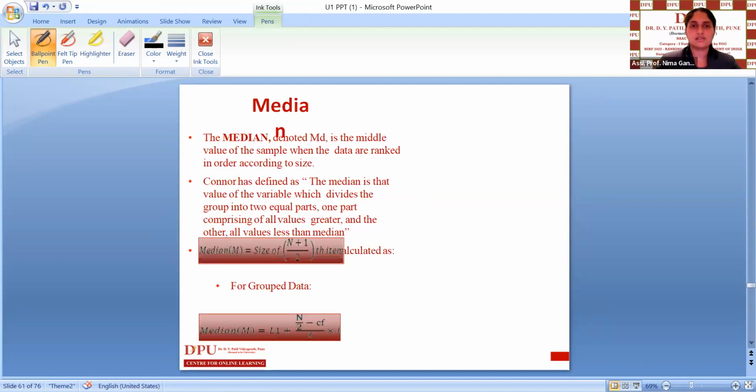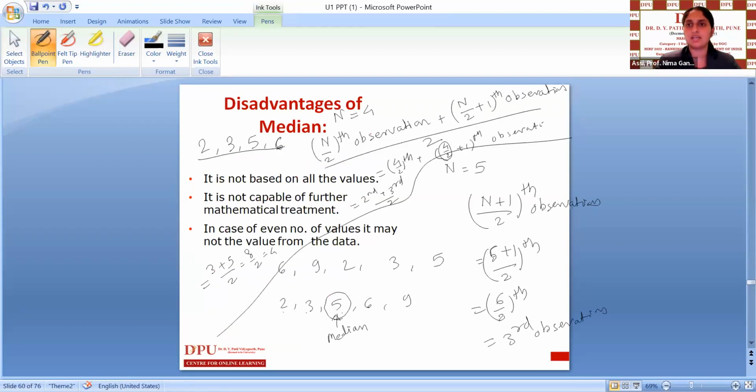So let's see this in detail. The median is the middle value of the sample when the data are ranked in order according to size. We will see the median in detail in the next session. We'll start from the median and I shall again explain what I have taught you here. We are stopping here because of time constraint, as someone else wants to take a session on the same link. We'll continue in the next session.